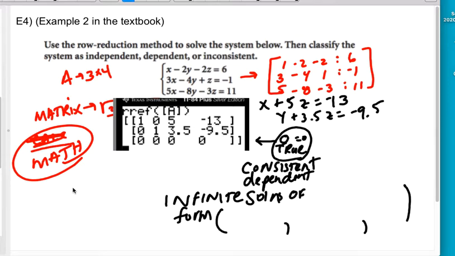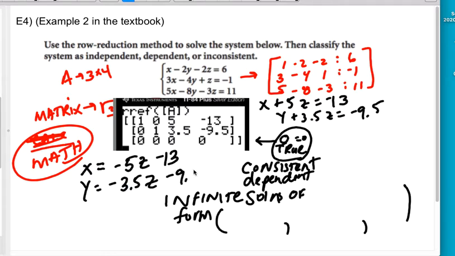Okay, so if I solve the first equation for x, I get that x is negative 5z minus 13, and I get that y is negative 3.5z minus 9.5, and I get that z could be any number because there is no equation for just z, right? They're both in terms of z, right? They both include z, but there's no equation for z. So one way to write this would be to just put the letter z in for z, right?